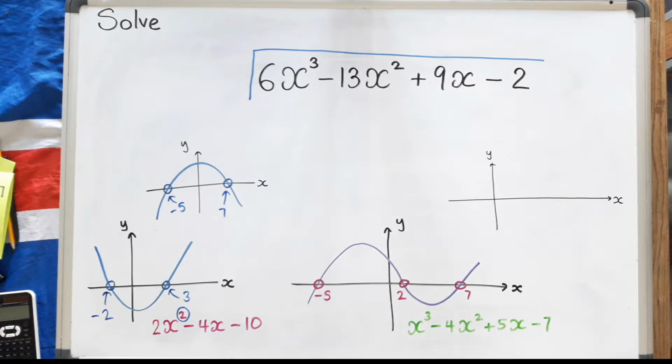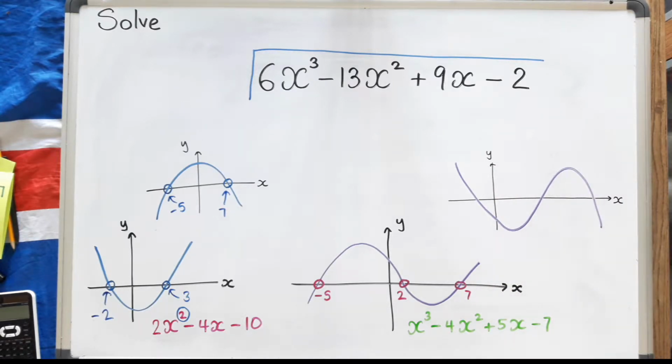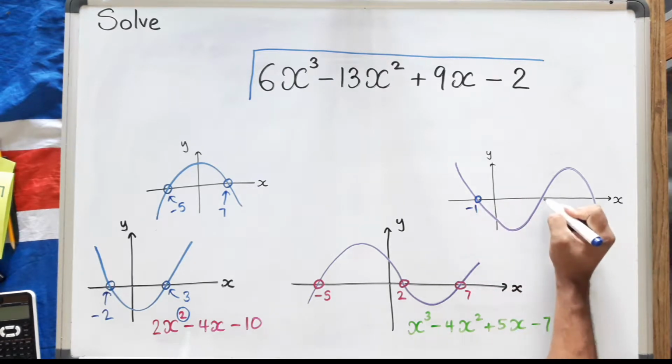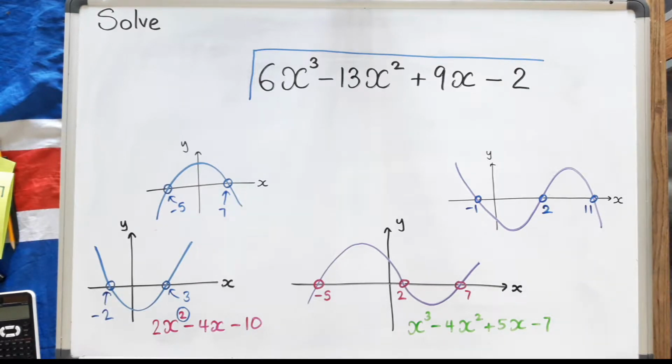Even if it went the other way, say it went down, then it went up. Let's assume here is -1. It cuts the x-axis at 2, and let here be 11. So that means this cubic has 3 solutions, or 3 points where it cuts the x-axis. So I think you see what I'm getting at. The solutions to the curve, whether it's a quadratic or a cubic, is figuring out where it cuts the x-axis.